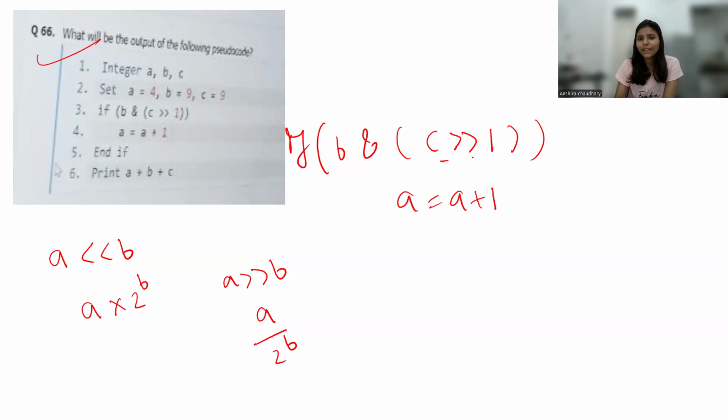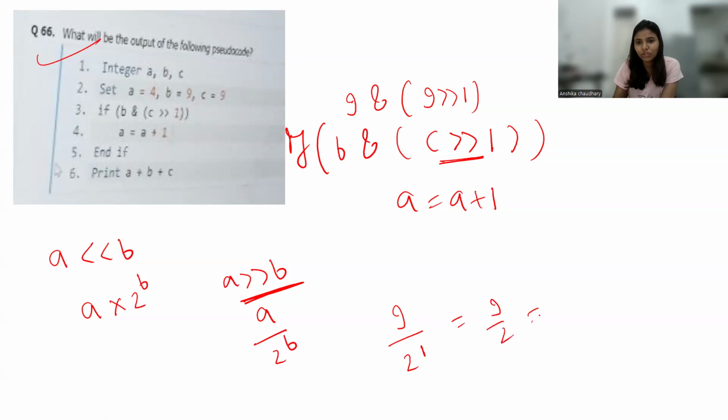Okay, so here we have a right shift operator, which means we need to follow this. At the place of A, we have C. So let's put down the values. B is 9, bitwise and C is also 9, right shift 1. So 9 upon 2 raised to the power 1, that means 9 upon 2. So it will become 4.5, but as we are dealing with integers, we will consider only 4. So this will become 4.